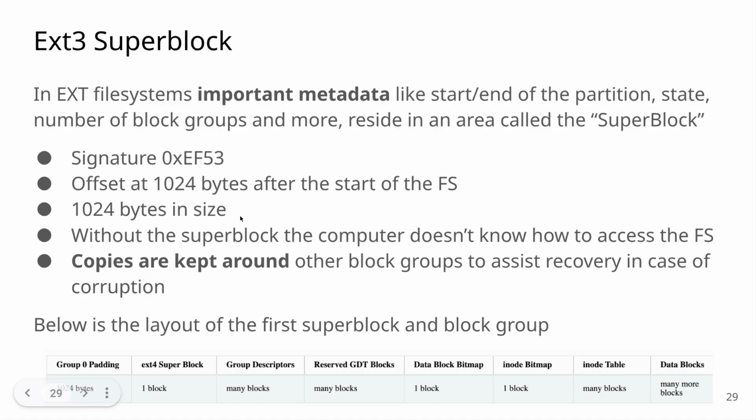Now, these super blocks have a certain signature, like a magic number that identifies them. So if you look in the disk and you start seeing EF53 at certain expected offsets, then you know you've probably found the super block.